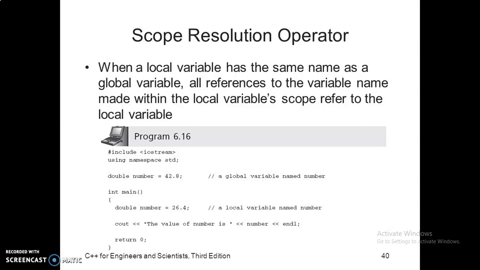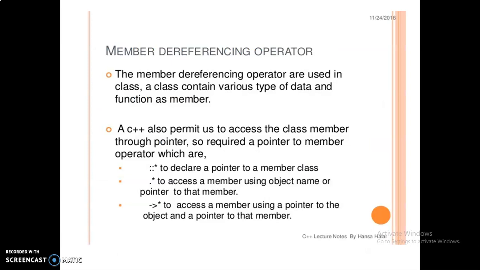So this is the use of the scope resolution operator. And then the member dereferencing operators. The member dereferencing operators are used in a class. A class contains various types of data and functions as members. C++ also permits us to access the class members through pointers. So it provides pointer-to-member operators, and these are the three operators.